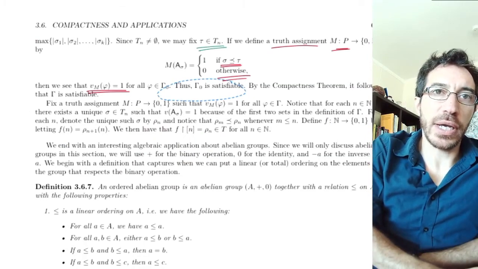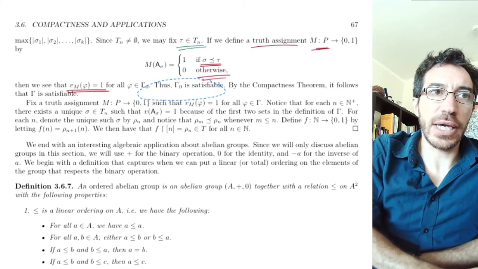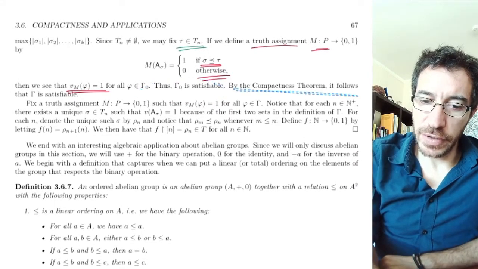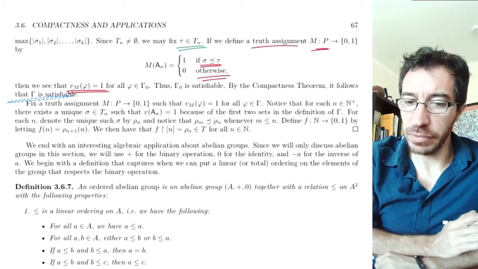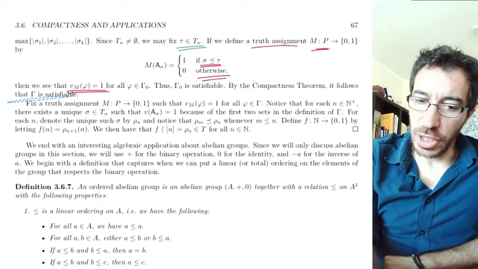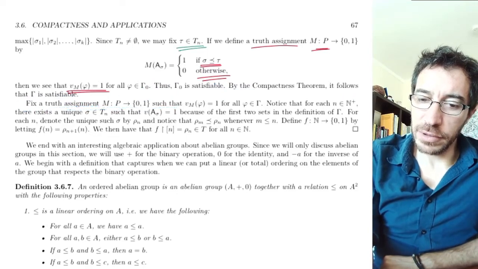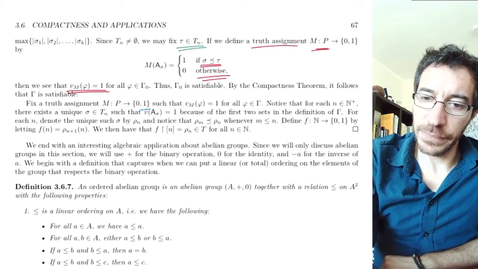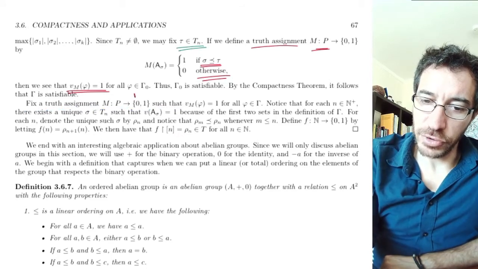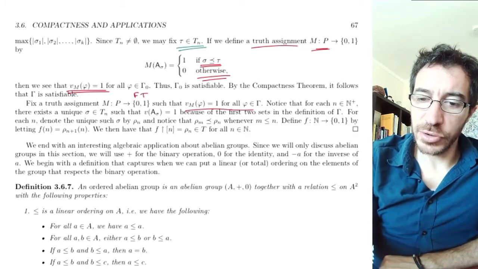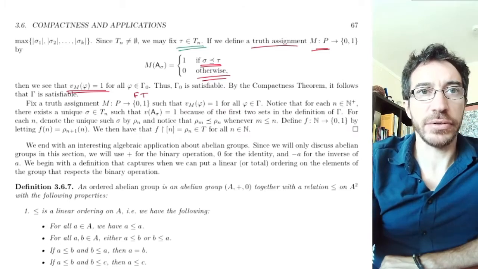And now we can use compactness to get that the full set gamma is satisfiable. Make sense? Yes, so that's what compactness says. Okay, so what does it mean to be satisfiable? Well, fix a truth assignment that assigns every variable a value, true or false, which makes all the formulas in gamma true. Okay, that's what it means to be satisfiable.